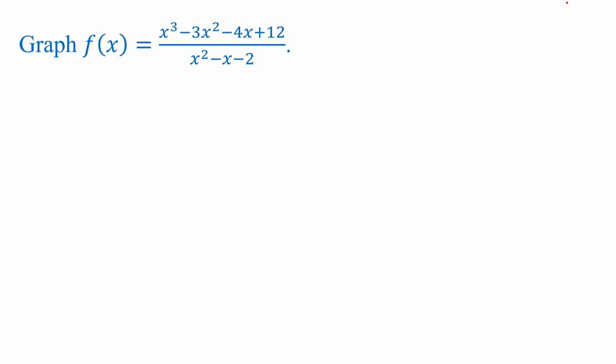Now let's graph another slightly more complicated function. f(x) equals (x cubed minus 3x squared minus 4x plus 12) over (x squared minus x minus 2). To find the domain, we'll need to factor that denominator into (x minus 2) times (x plus 1). And I'll factor the numerator in a minute here. So our domain is going to exclude x equals 2 and x equals -1.